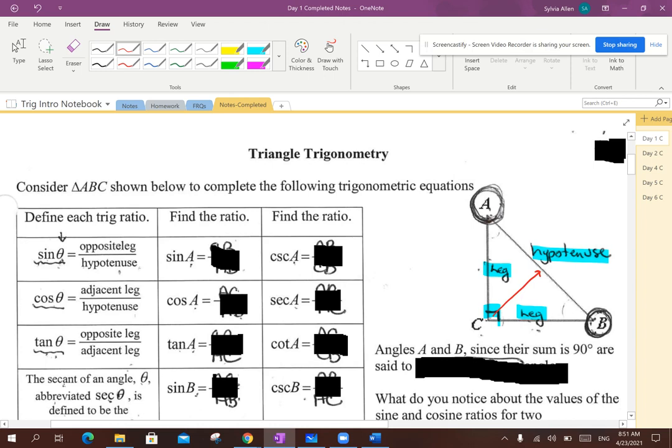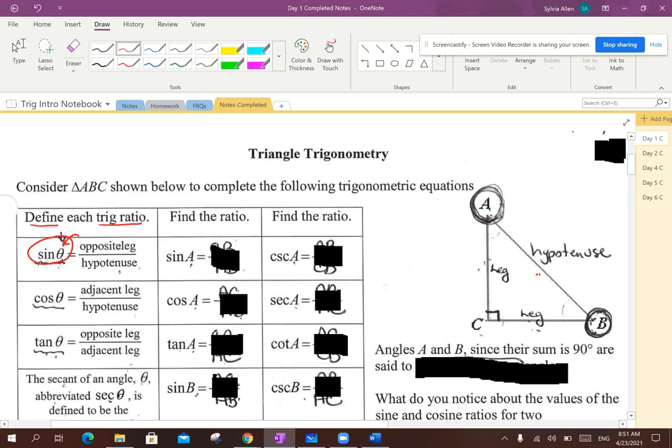So what we're going to do is take a look at some of these ratios here. It says we're going to define each trig ratio. And so we have sine, and then always, it's going to be sine, cosine, or tangent. And the argument is always going to be an angle. So this is always going to represent an angle. So we've got theta. We can have x. We could have whatever variable, whatever symbol we want. It's always going to represent an angle.